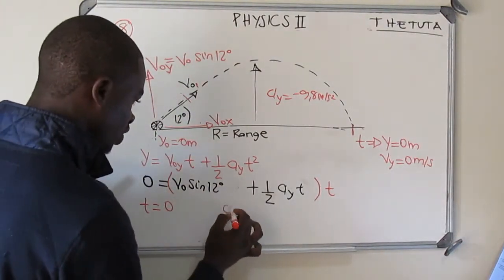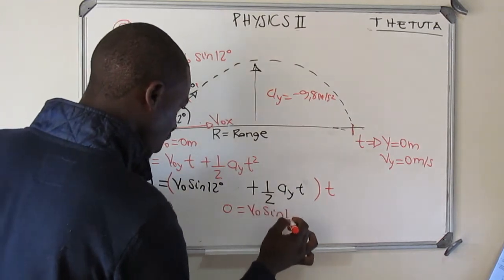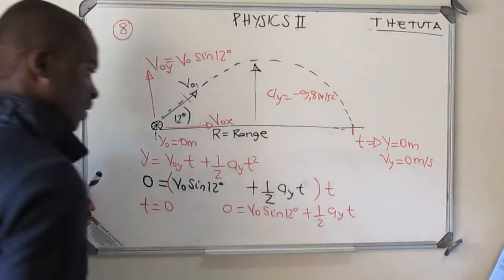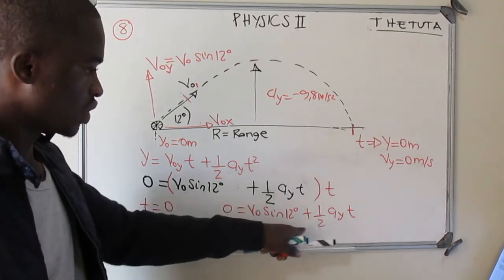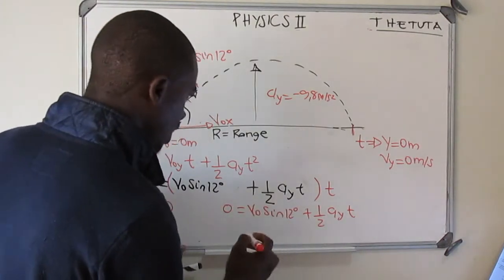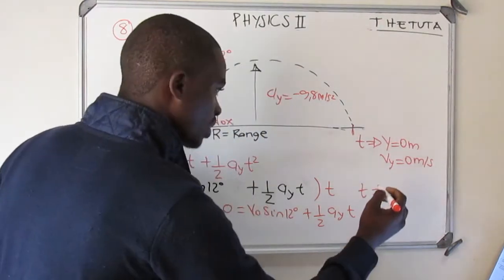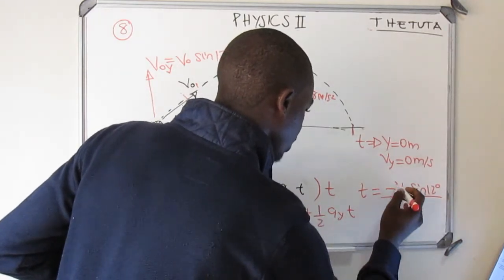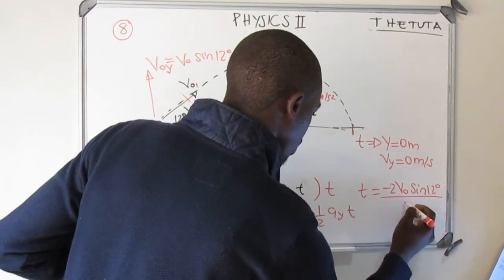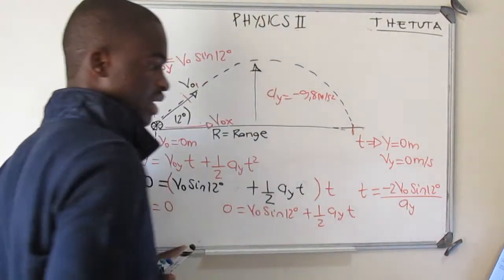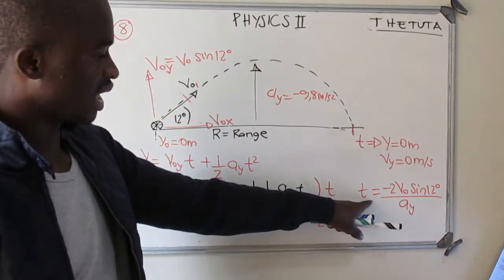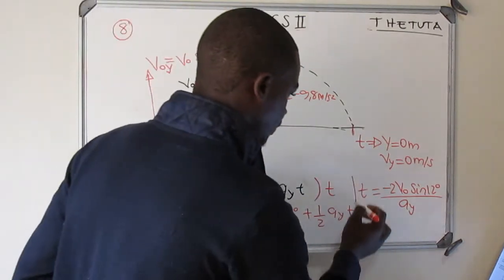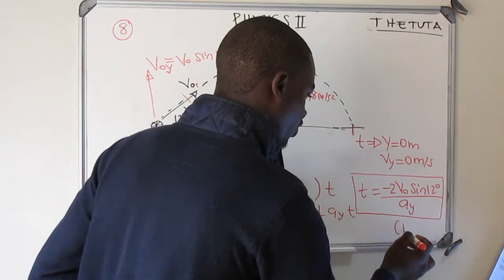And then now you remain with 0, which will be equal to the initial v sine of 12 degrees, plus 1 over 2 acceleration y t. Okay? So if you apply your mathematics here, you end up having your time equal to minus 2 times the initial v sine 12 degrees divided by a in y. That will be our projectile time of this first range. So I will keep it to become my first equation.